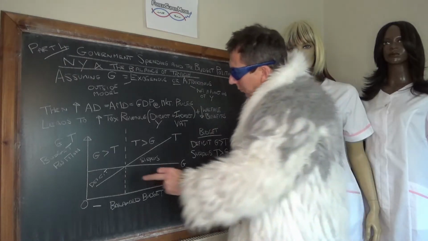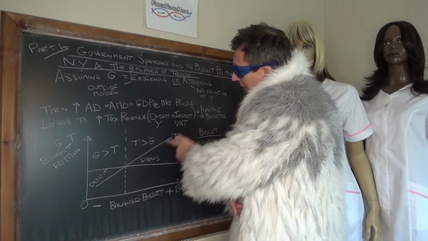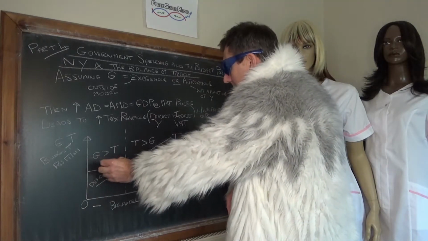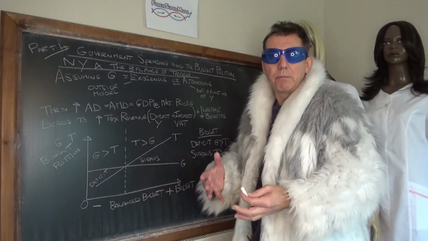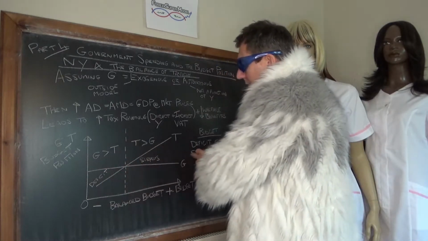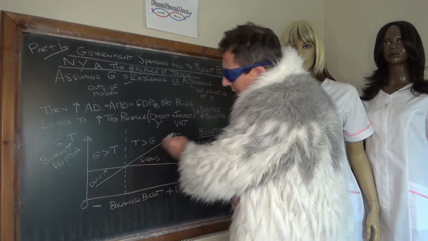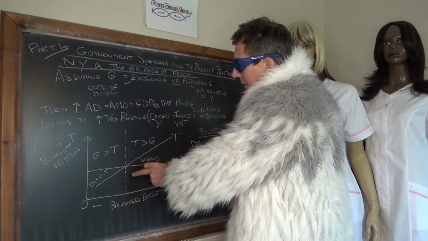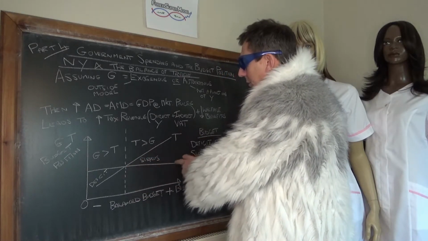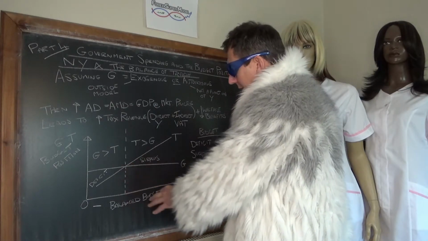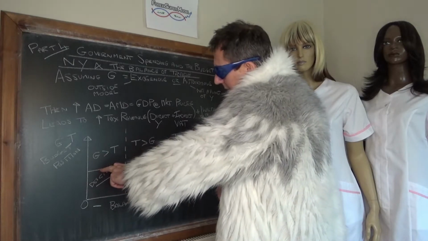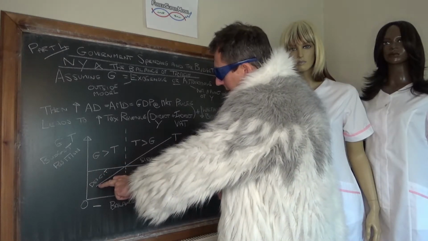So we've got this taxation function which slopes upwards like this, and we've got the government spending function, which at any given point in time is horizontal. Where they cross, taxes are equal to government spending. We've got a balanced budget at that point, and before this point, government spending is higher than taxes.